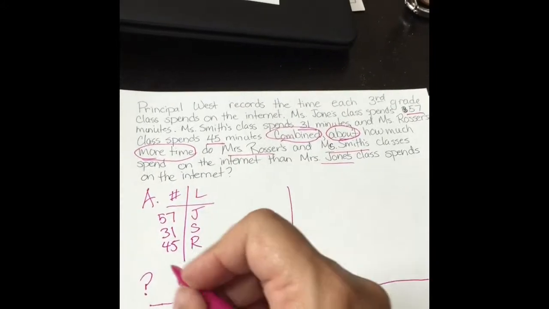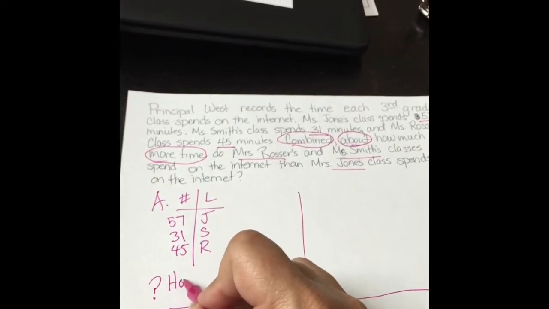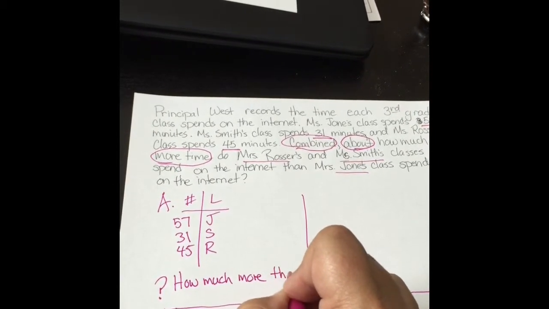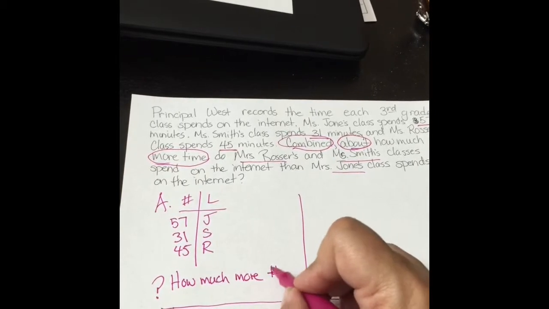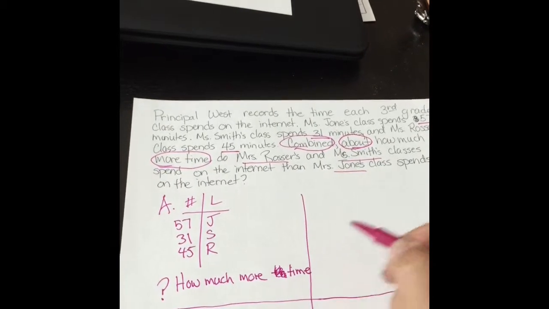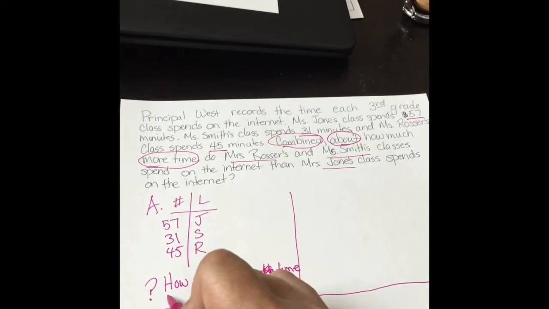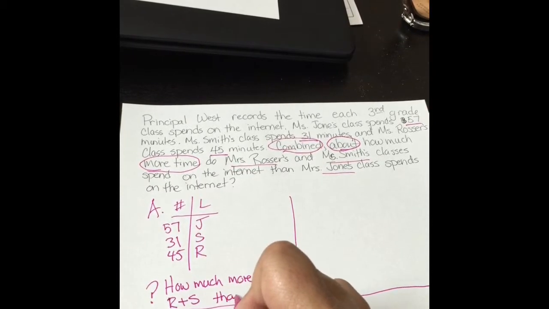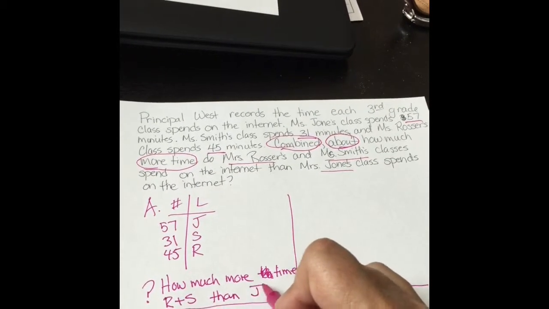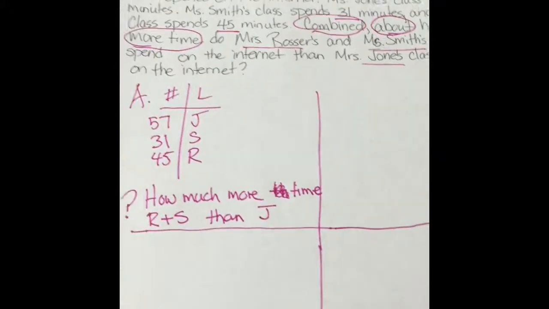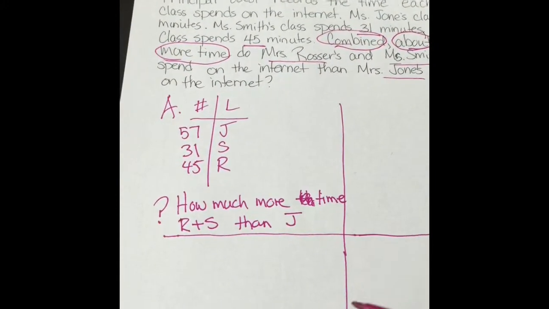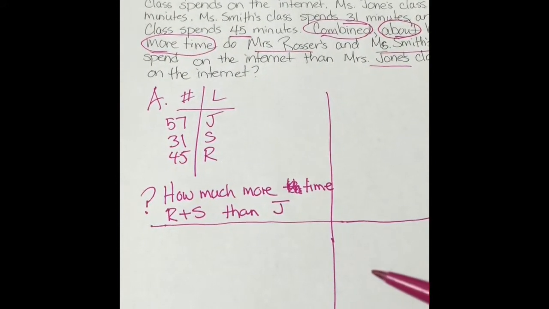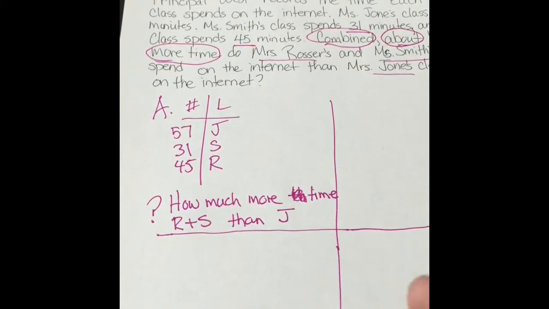Oh yeah, I'm trying to find out how much more time is Miss Rosser's and Miss Smith's than Miss Jones. Okay, so I kind of shorthanded that because I don't want to get trapped in writing down every little teeny tiny thing, because one, that's a huge time waster, and two, I kind of need to be thinking through this and using my thinking skills.